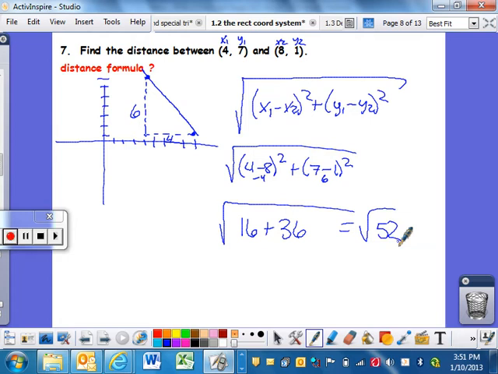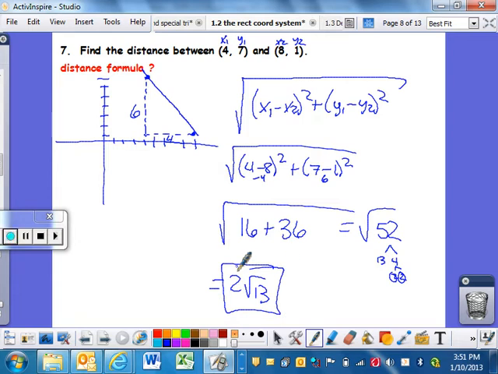Now in this class, in trig, in a higher level class, you need to simplify all radicals as much as possible. If you break this down, I know it's 13 times 4. I know that's 2 and 2. So I can break out a 2, since the square root of 4 is 2. So the best answer would be 2 root 13 for the distance between those two coordinate points.